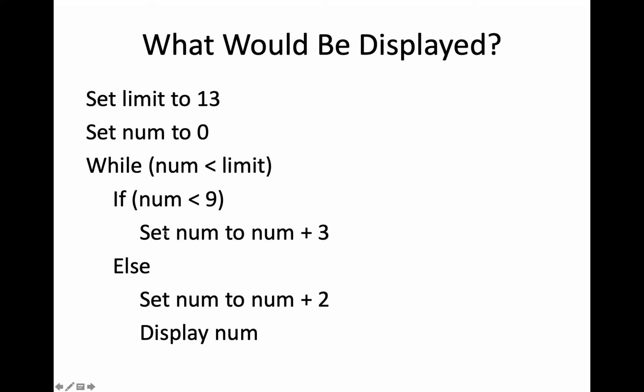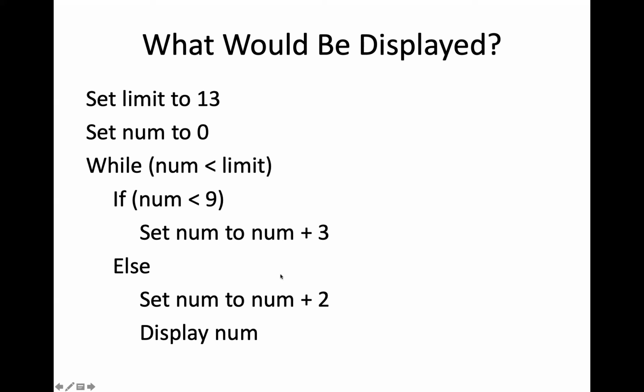So the then part of this loop increments num by 3. So now num is 3. Now we're finished with the selection construct. We're also finished with the action. So we go back and evaluate the loop condition again. So the loop condition now comes out to be 3 less than limit, 3 less than 13. That's true again. 3 is less than 9. So num is going to go back up to 6.